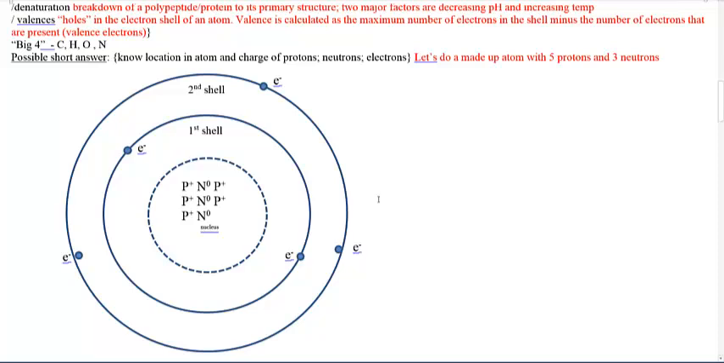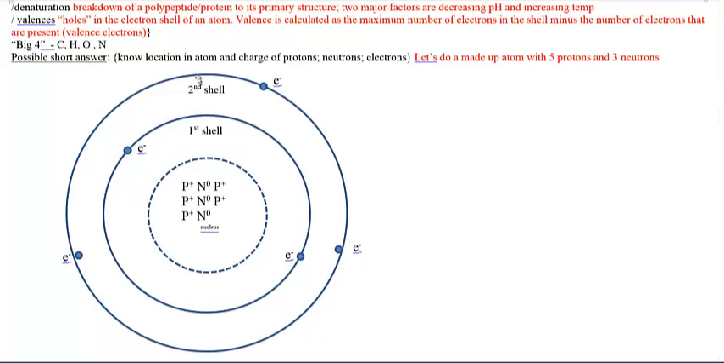an example. It has 5 protons and 3 neutrons right here in the nuclear core. This dotted or dashed line represents the extent of the nucleus that contains the 5 protons and 3 neutrons. This is not a shell, it's just the edge of the nucleus. Your first shell, you should know, can only contain a maximum of 2 electrons. The second shell can contain a maximum of 8 electrons.